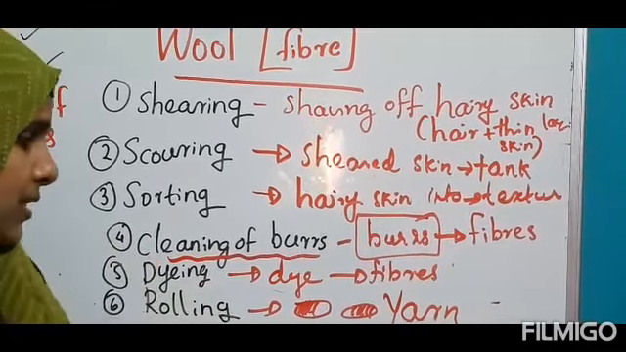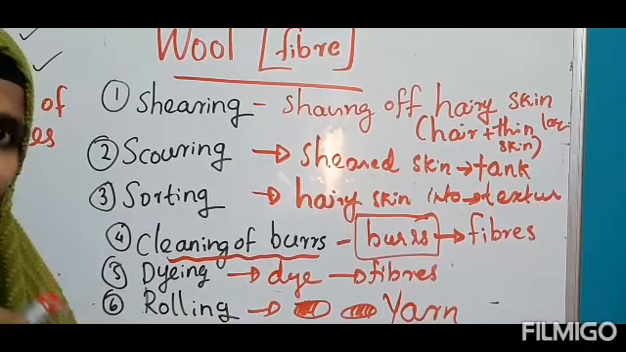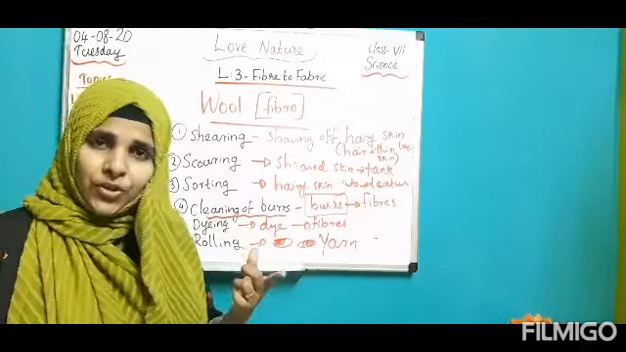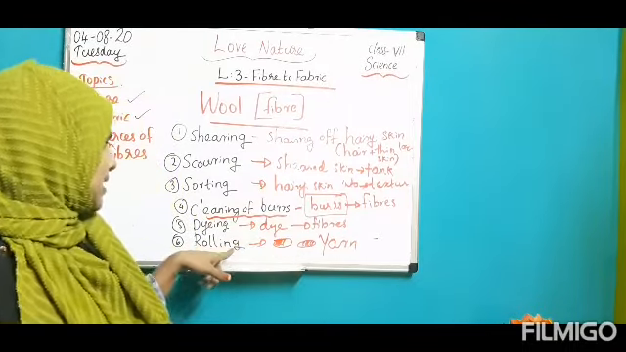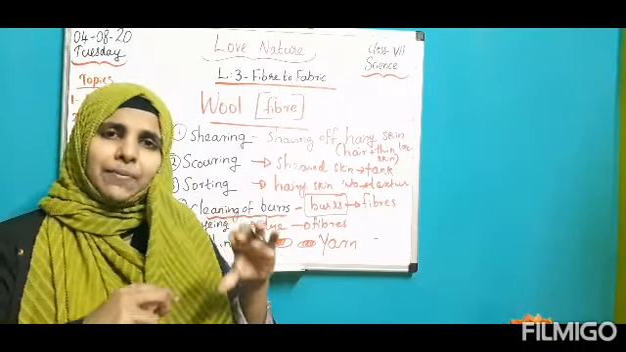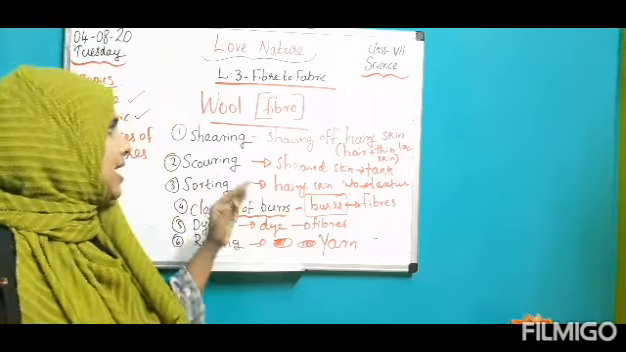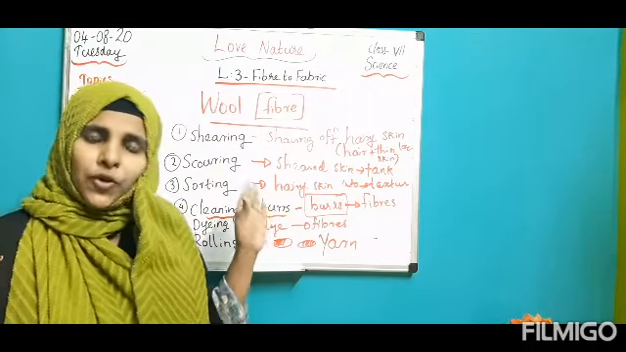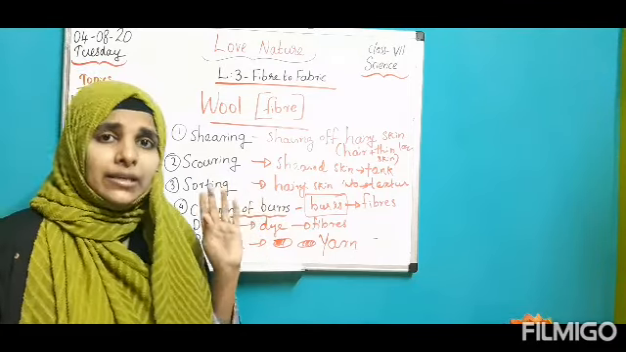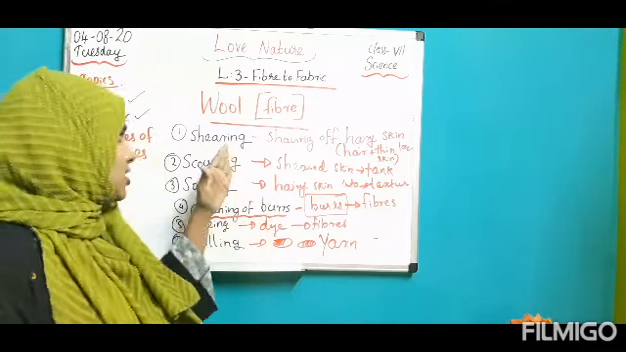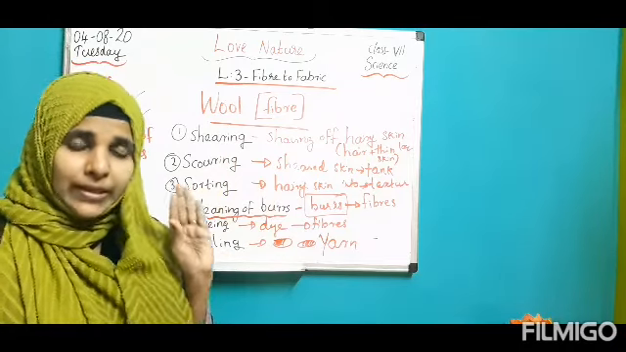Then cleaning of burrs and dyeing. We are putting the dye, using different colors for dyeing the fibers. Then rolling. After that, you can make a roll like a yarn. Okay, these are the different processes for making wool fibers. All of you clear? Okay, children. So you have to learn this topic very nicely. This is very important. So you should learn.